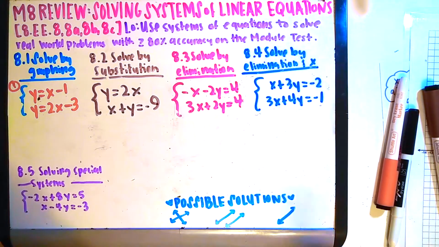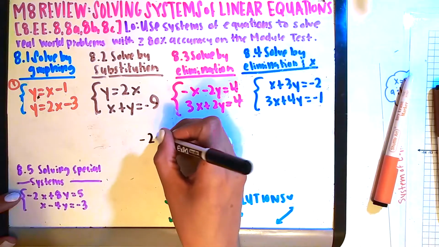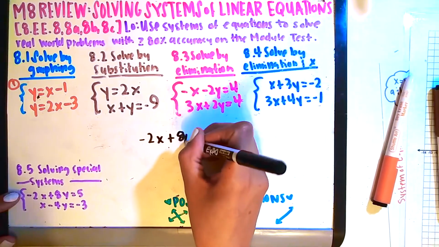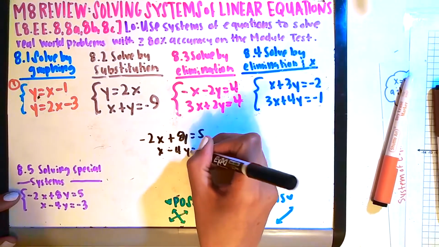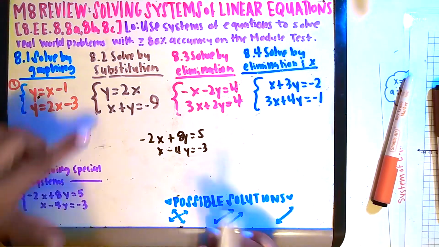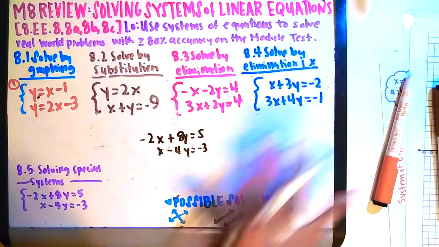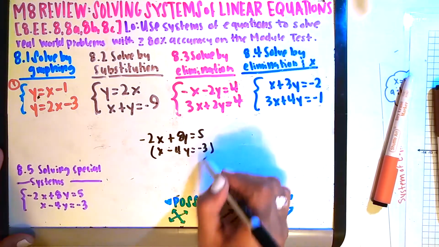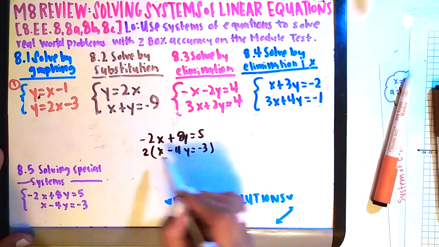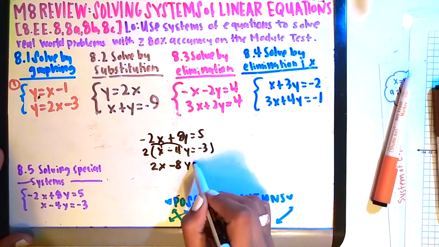Okay, let's do 8.5. So this one is solving special systems of equations. So let's go ahead and try to solve for that. And this one you can use any method. So what I'm going to use, because I don't see anything that I can eliminate yet, is this method right here. You can also use substitution if you decide to do that. I'd rather do this. So let me multiply by 2 to get that to negative 8. So then I end up with 2x minus 8y equals negative 6.